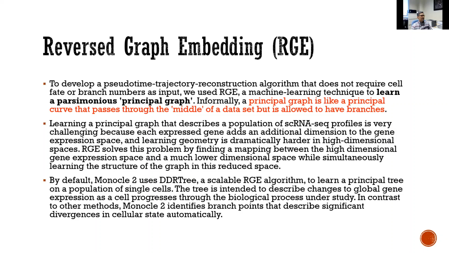It's based on the so-called principal graph. Principal graph in this new technology. They use principal curve that passes through the middle of the data set that allows to have some branches. So they rely on this to start to build this tree and then develop this new version of the Monocle.